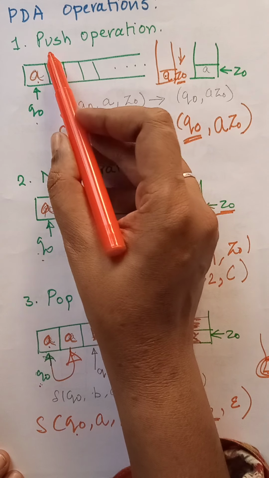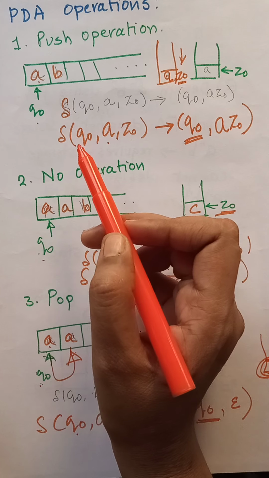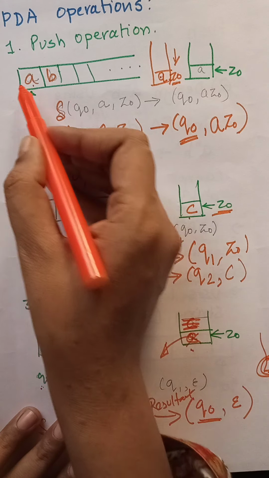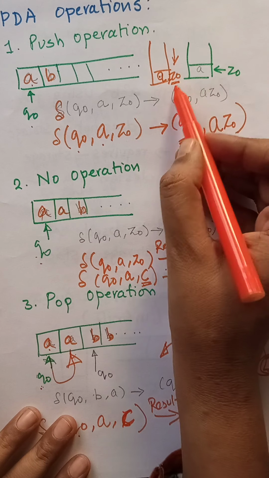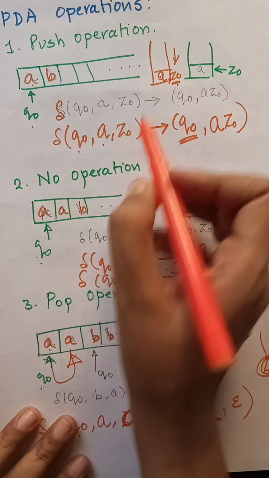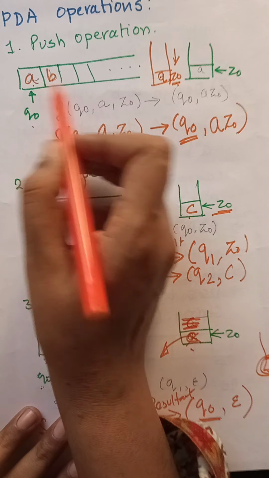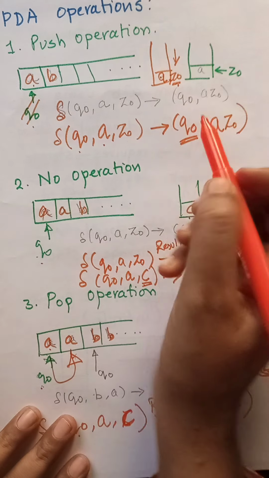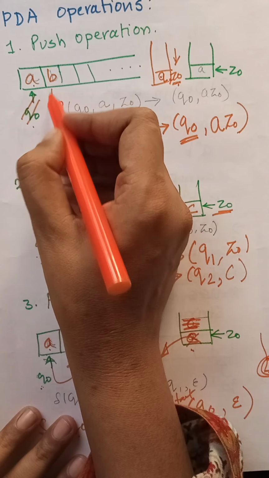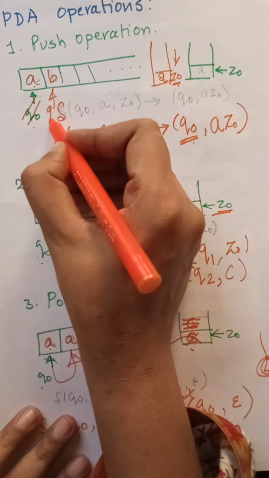For example, after the push operation, what will be the resultant thing present on the tape and the stack? That is, after q0 on a, with the top of the stack being z0, what will be the resultant state of the stack? The resultant state of the stack is that a will be pushed here. And what about the tape? In the tape, we are going to forward this pointer to the next position, with the name given as the resultant state, so it is q0.